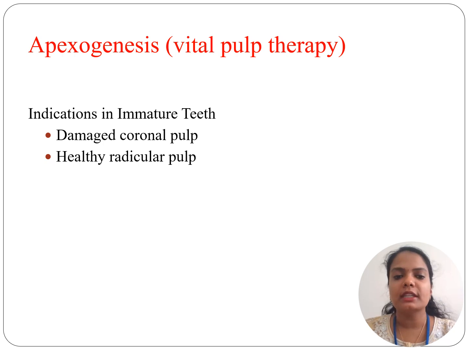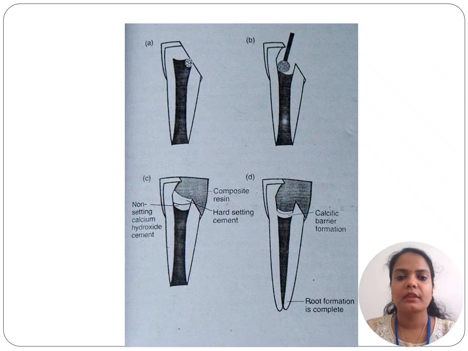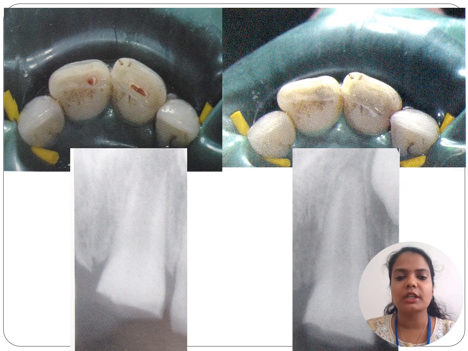Apexogenesis. The indication of apexogenesis is mainly in immature teeth which have a damaged coronal pulp and a healthy radicular pulp. For treatment of a vital pulp with an open apex, you can do either a partial pulpotomy, which is also known as Cvek's pulpotomy, or a full pulpotomy, which is also known as cervical pulpotomy. So these are the diagrams of partial and Cvek's pulpotomy.